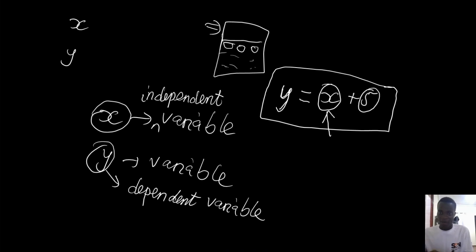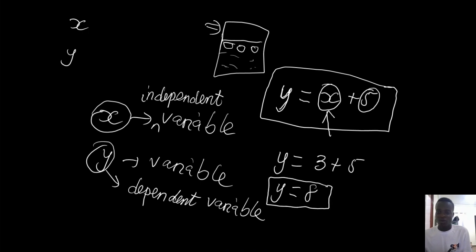So x is the independent variable, and y is the dependent variable. The y value will depend on what the x value is. So let's say if our x value is 3, then our y will be equal to 3 plus 5. This 5 doesn't change, so it's always 5. So y, 3 plus 5, is going to be 8. You see that when x is equal to 3, y is 8.